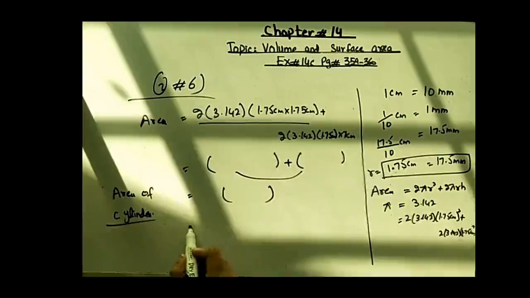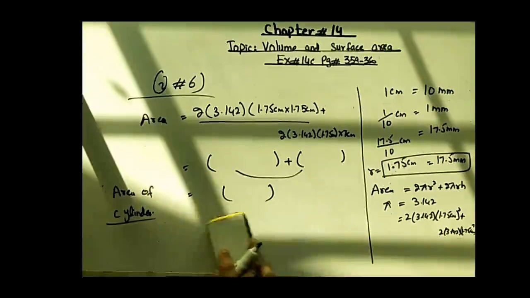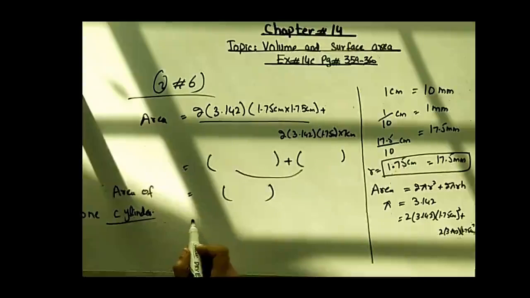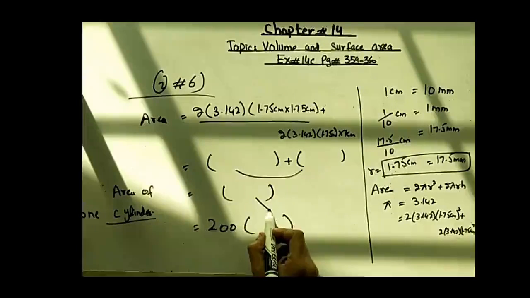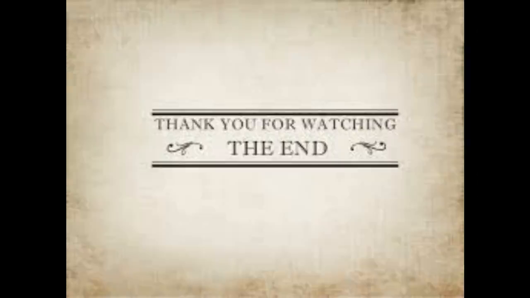Got it, beta? Okay, now complete this question and find the answer. That will be the area of one cylinder. Then what will be the area of 200 cylinders? Simply you will multiply that answer by 200. Then you will get the final solution. Got it, beta? Okay, now complete this question in your notebook. Thank you.